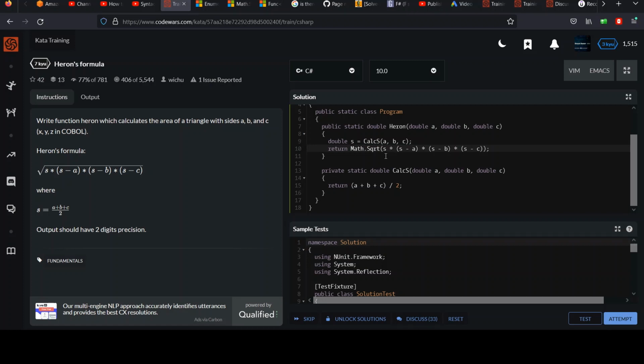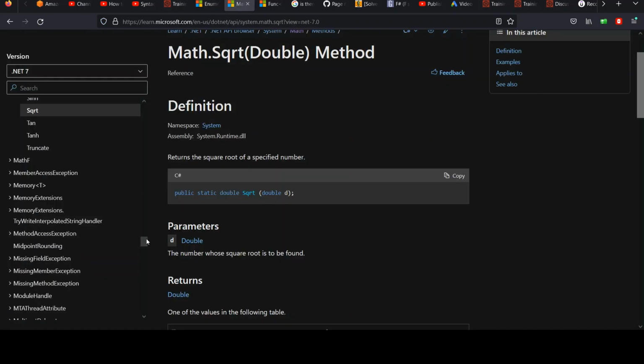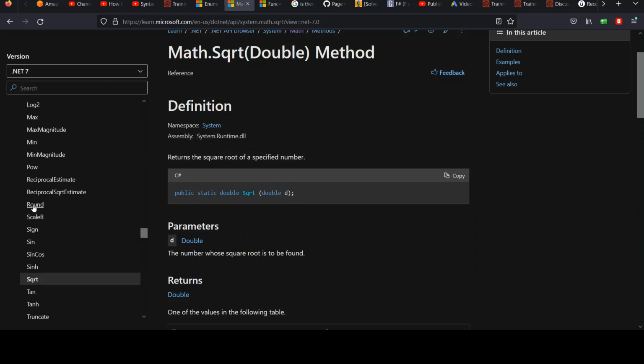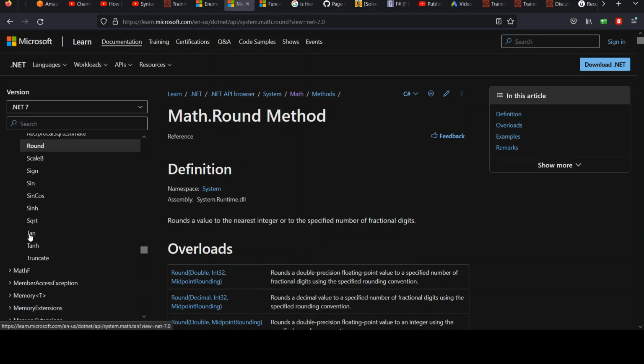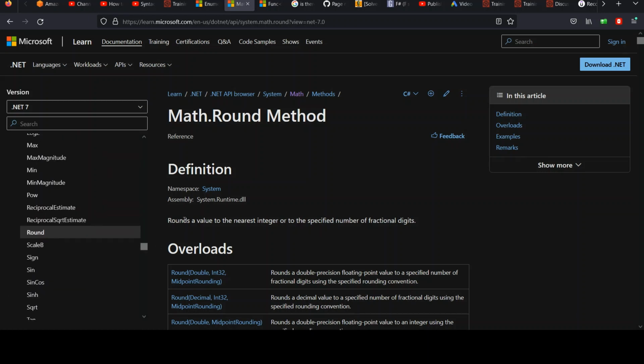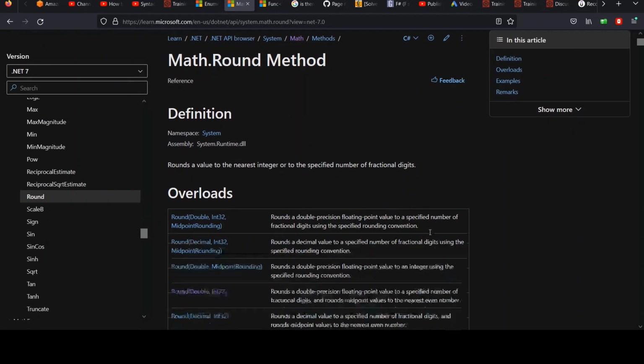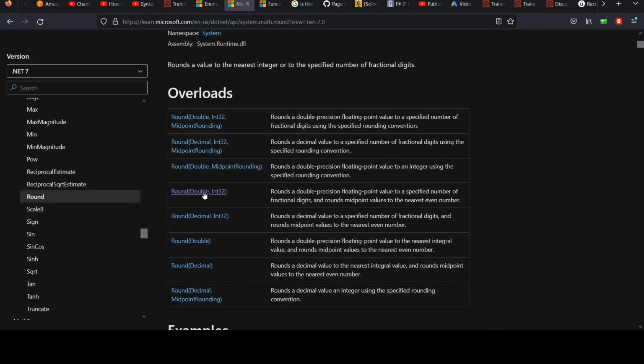So that should cover our formula. The last bit is this 2 digits of precision. If you were back in your math class looking around, you would have noticed round. And that's why I say to keep a tab open with these method lists expanded, and you can just scan those and you start to memorize them over time. And it rounds the value to the nearest integer or the specified number of fractional digits, which is what we want. We're going to use this really simple overload here.